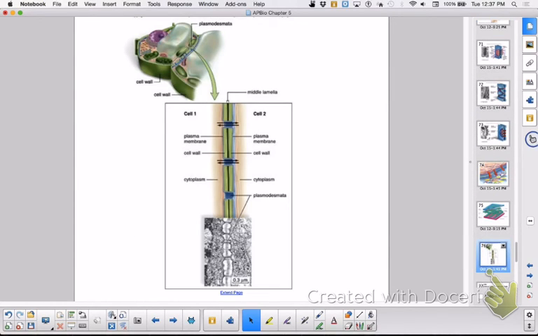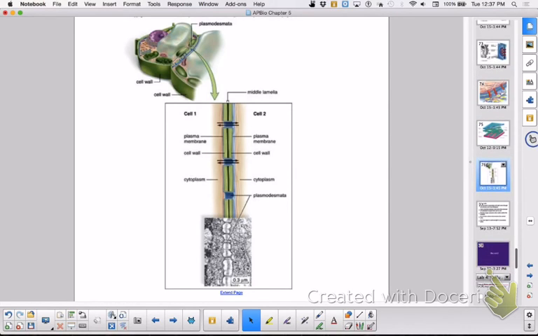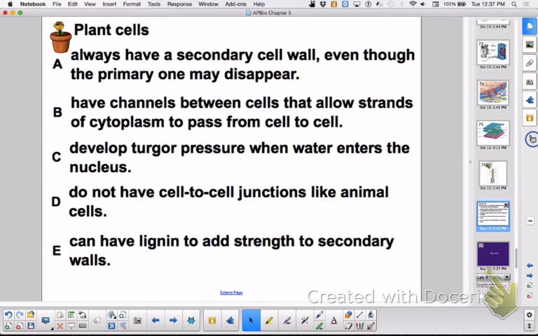Okay, we talked about plant cells. They have their cell membranes, and you have to have an opening, a doorway in the cell wall, much like a gap junction. That's called plasmodesmata. We already talked about that.